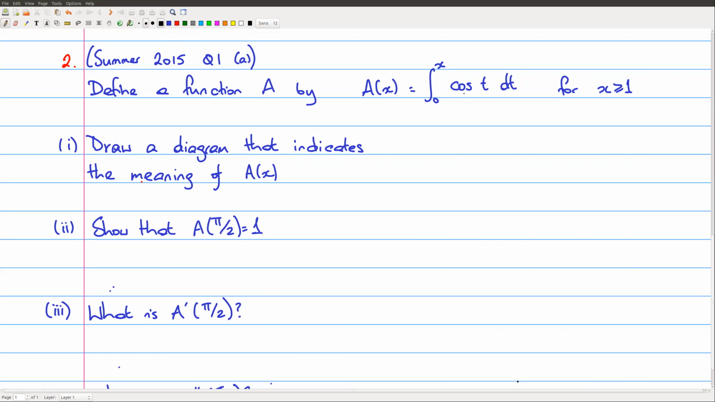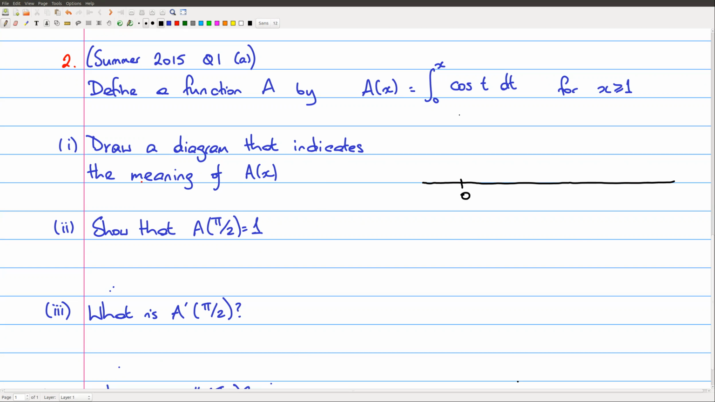The first part asked us for a diagram that indicates the meaning of A of x, and maybe even if you're not asked for it, this is a good habit to get into if you're thinking about these area accumulation functions, just to draw a picture that captures what they're doing. So this particular A calculates the area of a region whose left-hand endpoint is at 0. The graph in question is the graph of the cosine function.